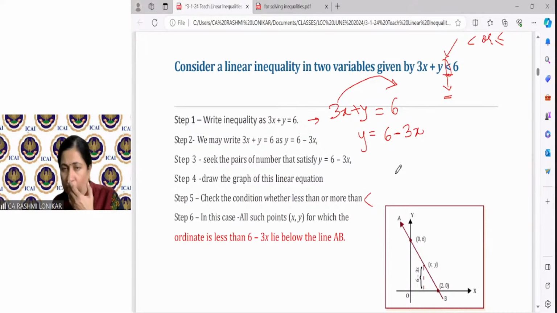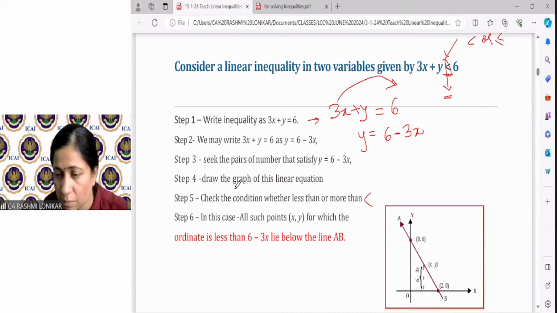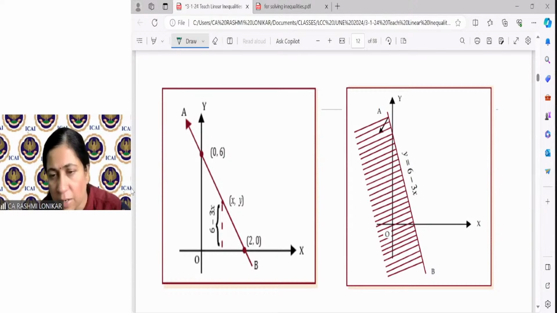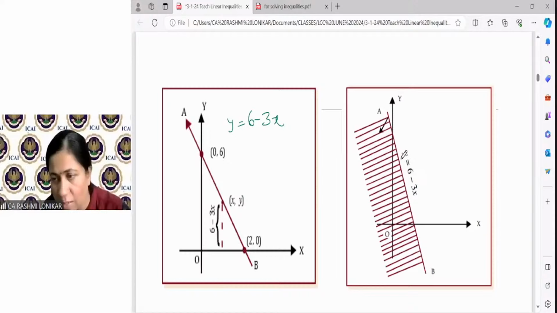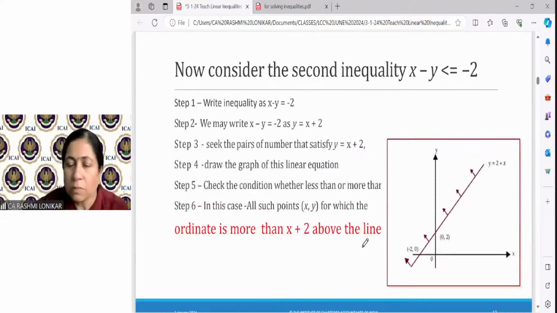Okay, so this is the line. This is the simple line of y is equal to 6 minus 3x. Okay, this is simple. And what is this? This is giving you y is less than or equal to 6 minus 3x. Okay. So this concept you can get from here. If you've understood this, let us go to the second inequality. Same thing we are going to do. So if you've understood that, you'll be able to understand.